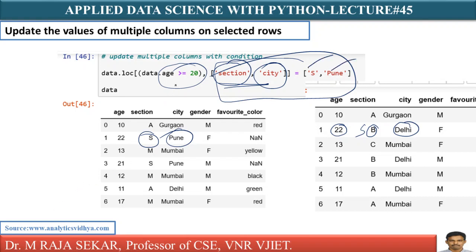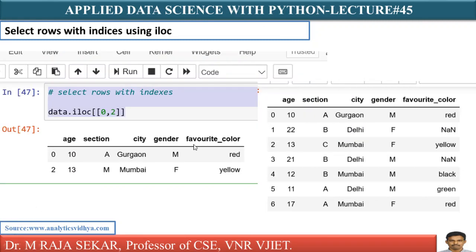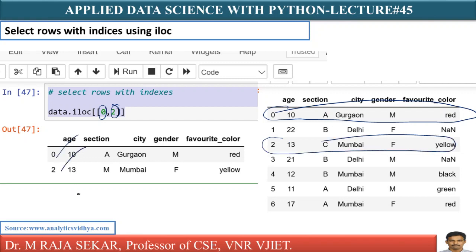Here age is a label. As I told you, you are referring to labels. By using labels, this loc works. Just see, iloc 0, 2. Till now we discussed loc. Now we will try to understand iloc. The i means integer index. Here, instead of names, we have to use integer index. Here, the 0th row is this one. What about the second row? This is the second row. It will give the 0th row and the second row.